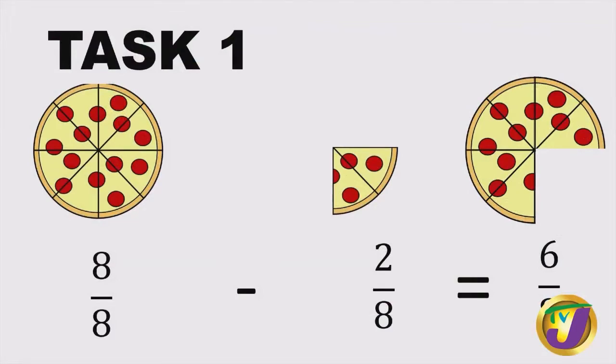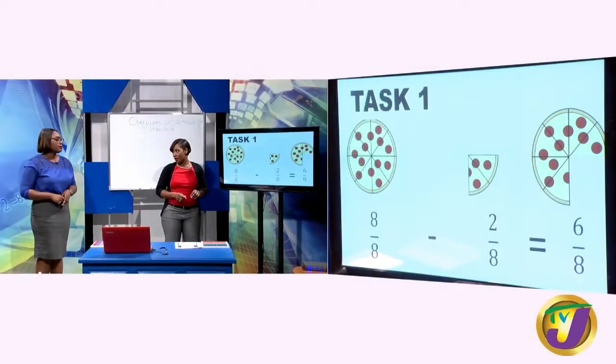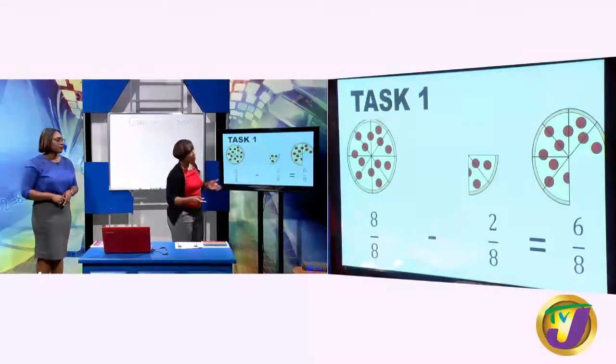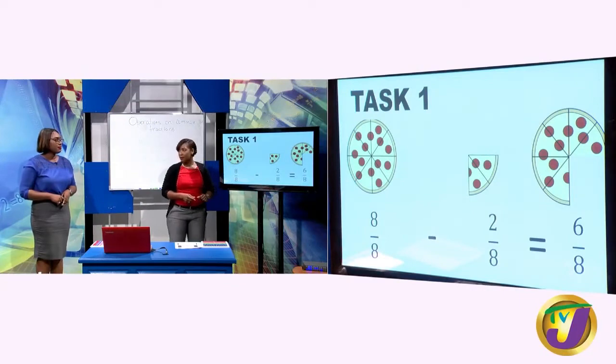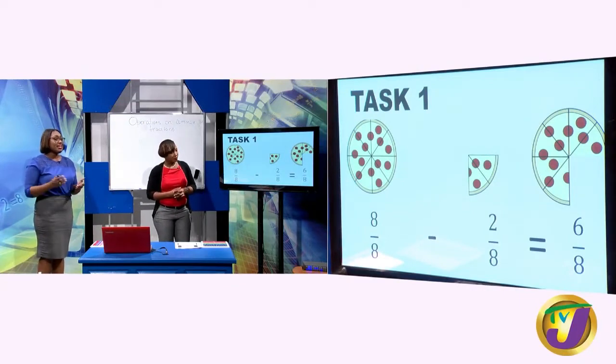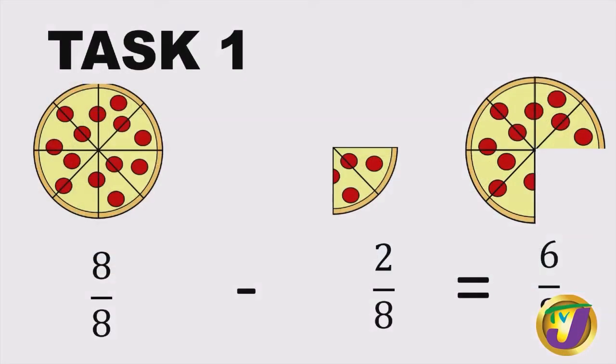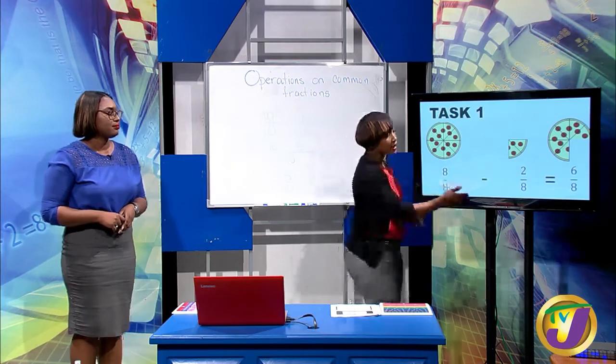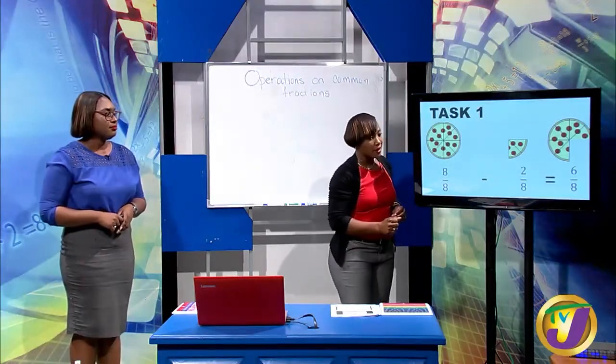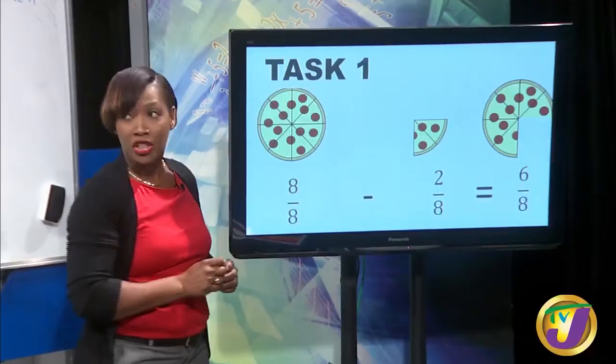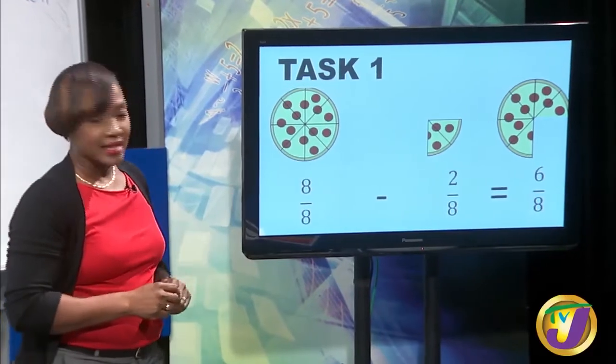Excellent. Alexia received 2 slices out of the 8 slices that were there. So the fraction that she received was 2 eighths. How much did Peter John get again? And Peter John now has 6 eighths remaining. So if we start out with a whole pizza and subtract 2 eighths of that whole pizza, the remaining portion would be 6 eighths.